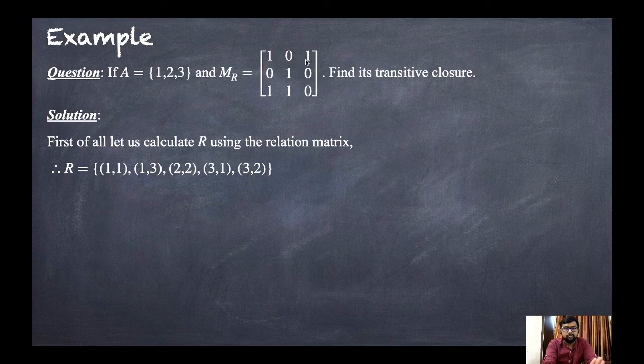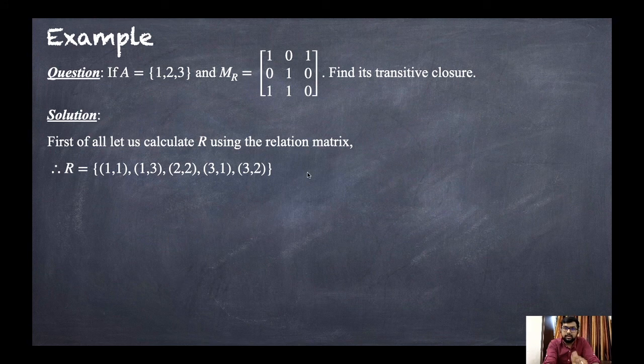Now here 0, so no need to check. Here 1, so the first row represents 1 and the third column represents 3, so the second entry will be (1, 3). Similarly, second row, second column gives (2, 2). Next, here 1, third row and first column, so (3, 1), and in the same manner third row and second column gives (3, 2). So this is how we can write a relation from the relation matrix and vice versa.